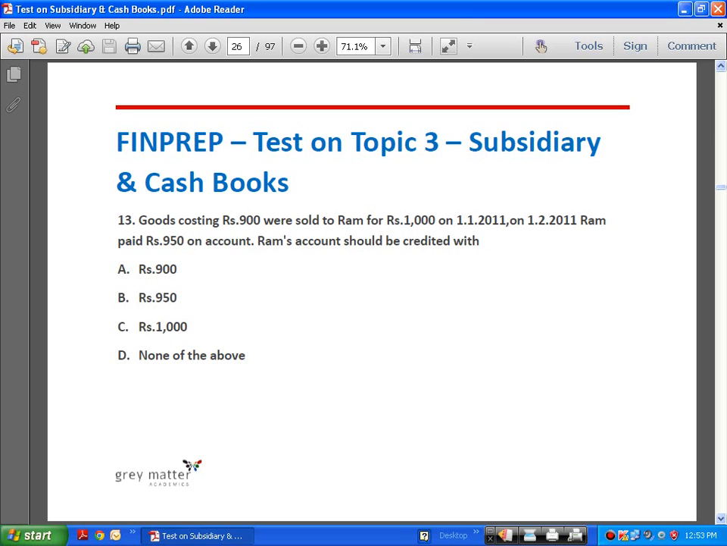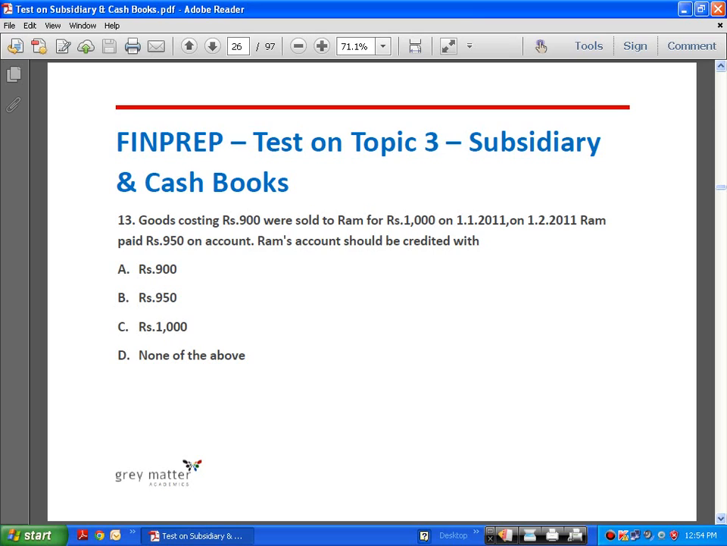Next, 13th question. Goods costing rupees 900 were sold to Ram for rupees 1000 on 1st Jan 2011. On 1st Feb 2011, Ram paid rupees 950 on account. Ram's account should be credited with 900 or 950 or 1000 or none of the above. So the amount that is receivable from Ram is 1000 rupees and Ram has paid 950 rupees on account. So we have to read the problem carefully. It says 950 paid on account means 50 rupees is still due from Ram.